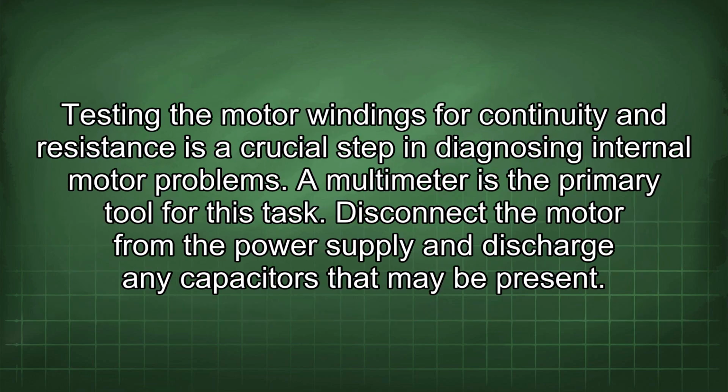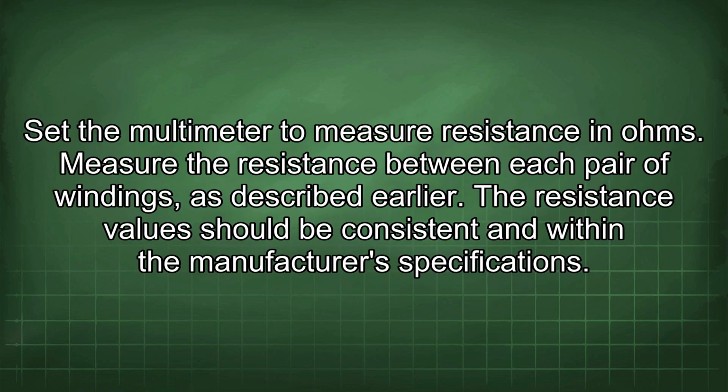Testing the motor windings for continuity and resistance is a crucial step in diagnosing internal motor problems. A multimeter is the primary tool for this task. Disconnect the motor from the power supply and discharge any capacitors that may be present. Set the multimeter to measure resistance in ohms. Measure the resistance between each pair of windings as described earlier. The resistance values should be consistent and within the manufacturer's specifications.